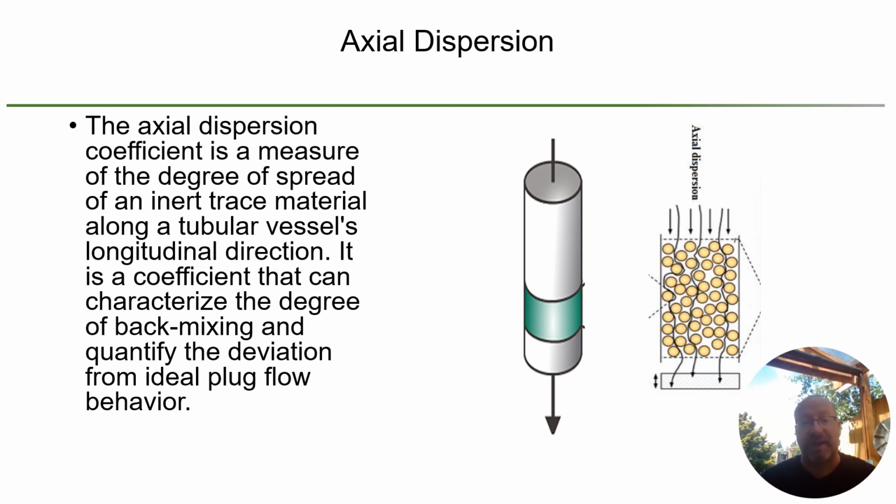The axial dispersion coefficient is a measure of the degree of spread of an inert trace material along a tubular vessel's longitudinal direction. So what we're looking at is the difference between it going through the column versus it spreading across the column for axial dispersion. It's a fairly simple concept.